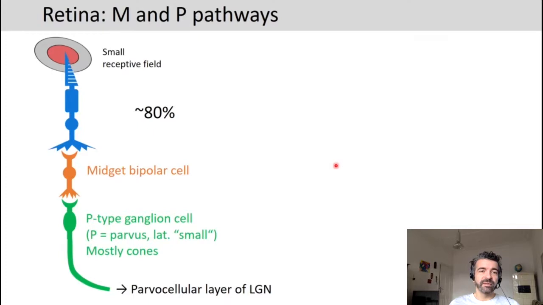Throughout the visual system there is an M and P pathway, and this starts already at the receptive fields in the retina. If we have very small receptive fields for cones mostly, then these go through midget bipolar cells and end up at P-type ganglion cells. P stands for parvus, which is Latin for small. So this is mostly for cones, and then they are transferred to the parvocellular layer of the LGN. We will talk about that in the next part. And this makes up around 80% of the photoreceptors in the retina.